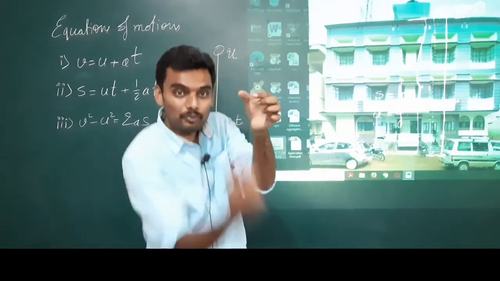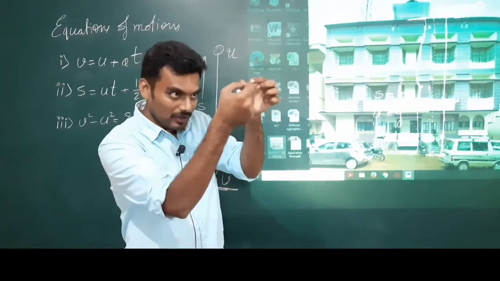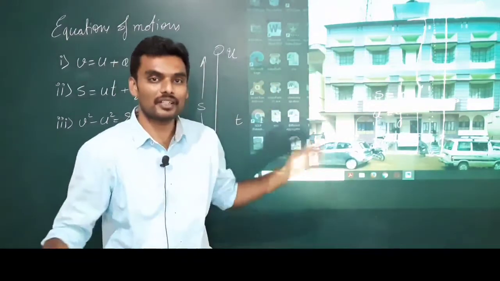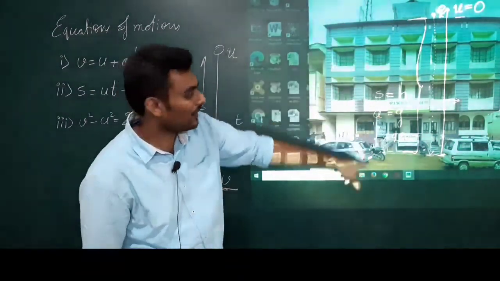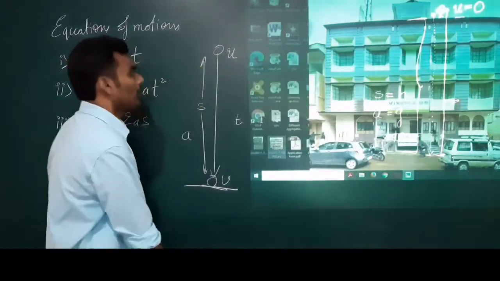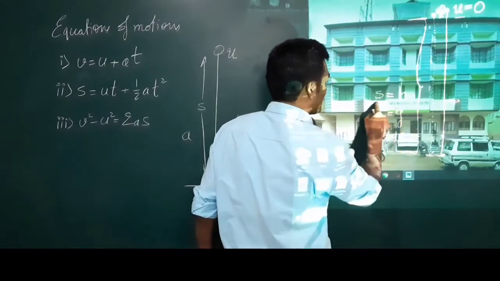Then Earth started to pull it down, right? With its acceleration due to gravity, the body starts to accelerate and fall down. That's the complete motion. So the initial velocity of the motion is 0. There might be some final velocity, but we are not bothered about it. What we need is the height. Height is nothing but S.